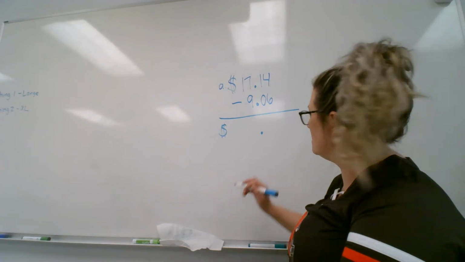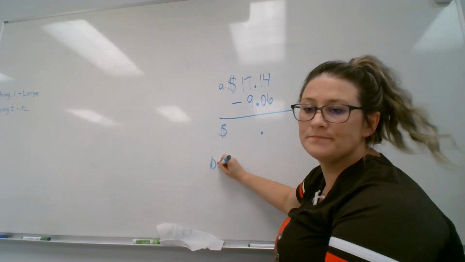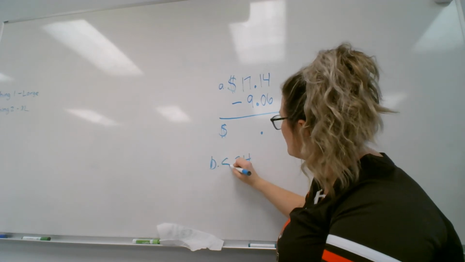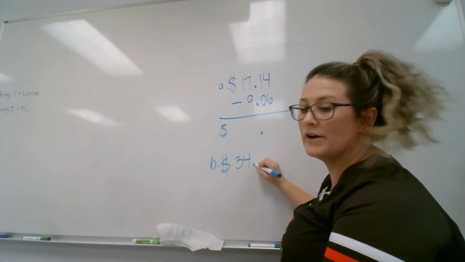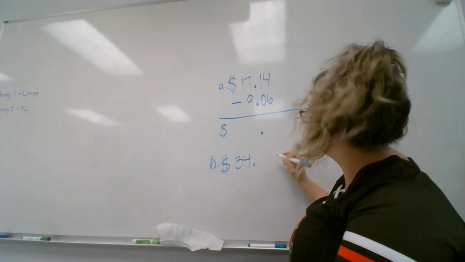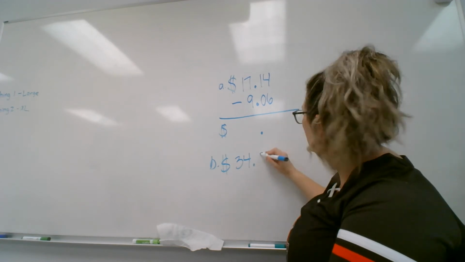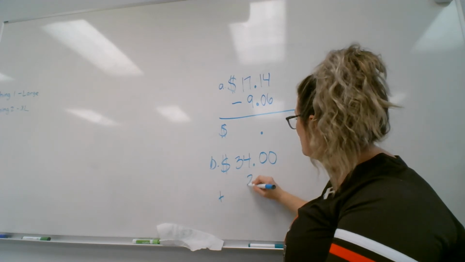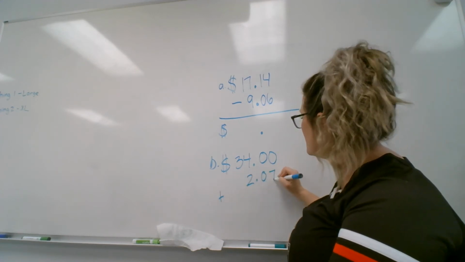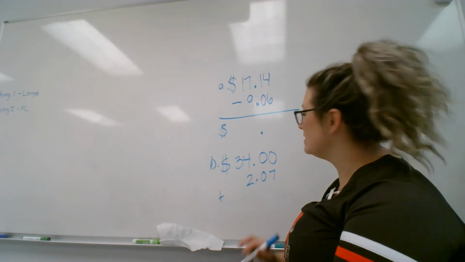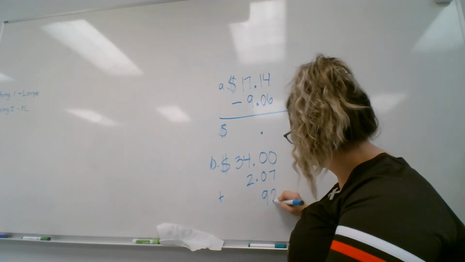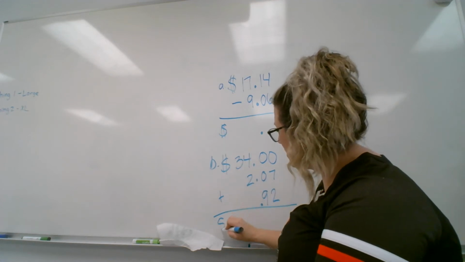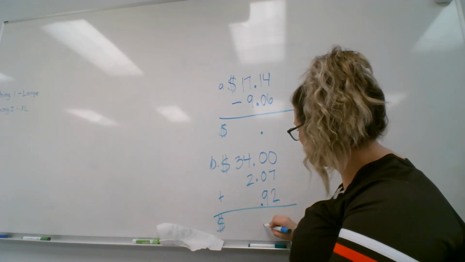Problem B. $34. Oops, forgot my money sign. $34. And this is an addition problem. Plus $2.07. Plus 92 cents. Okay, don't forget to bring your money sign down and your decimal.